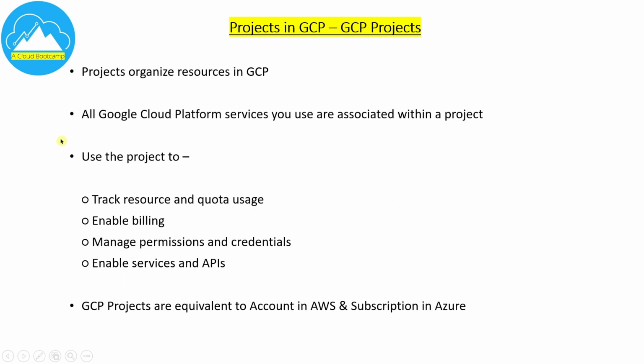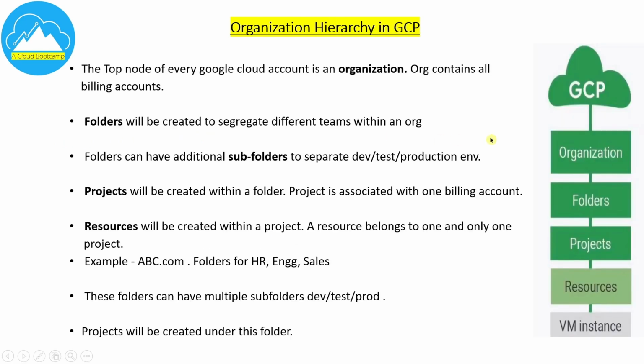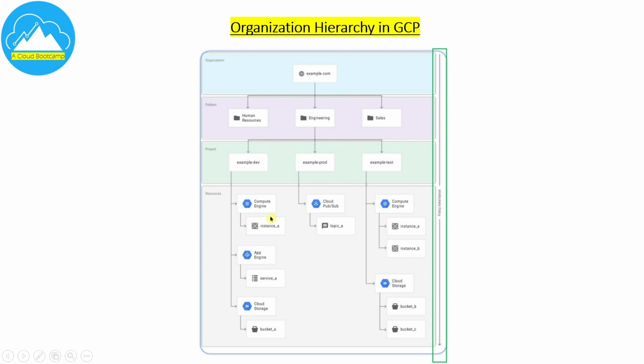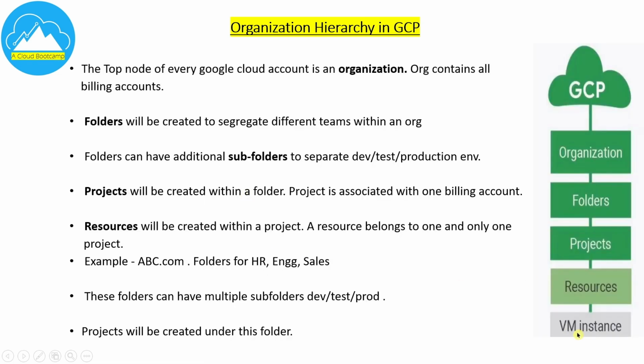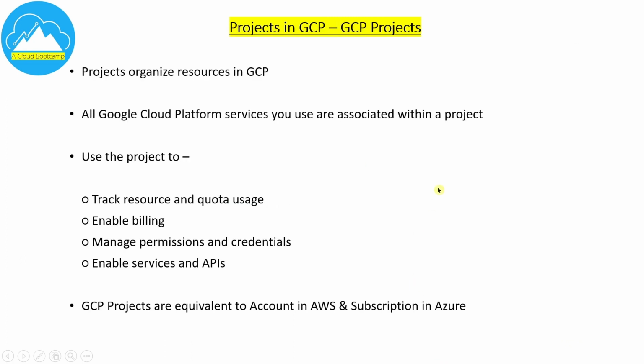All the Google Cloud Platform services you use are associated with a project. So let's say you are using Compute Engine, that is again a part of a project. Let's say you are using Cloud Storage, that is again a part of a project. As we have seen, a VM instance is again a part of a project. So every resource in GCP is associated with a project, quite an important point.